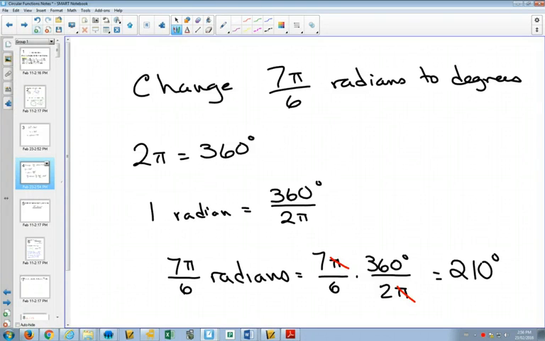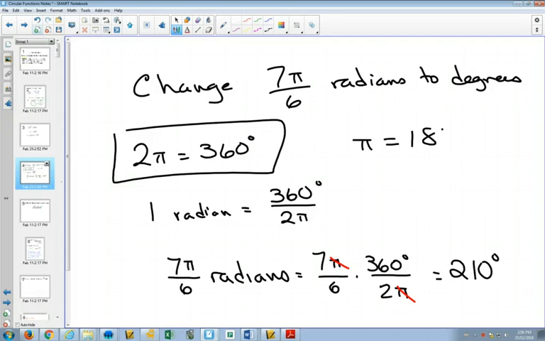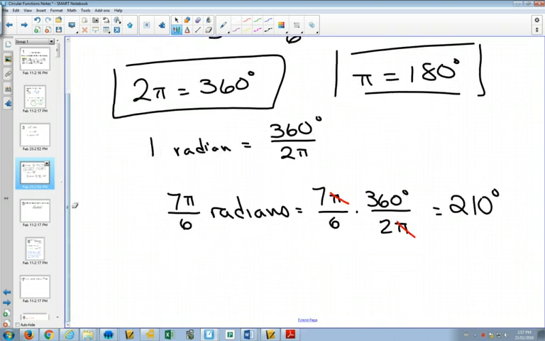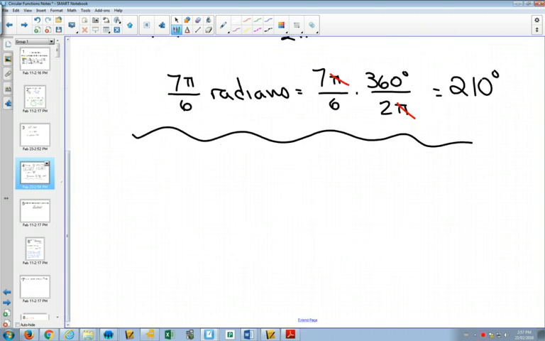You can always start with a whole circle. And some people like to start with half a circle as a starting point. From there, you can find out what either 1 radian is by dividing both sides by pi, or you could find out what 1 degree is by dividing both sides by 180. And then from that, you could figure out any measure of radians or any measure of degrees and convert back and forth.